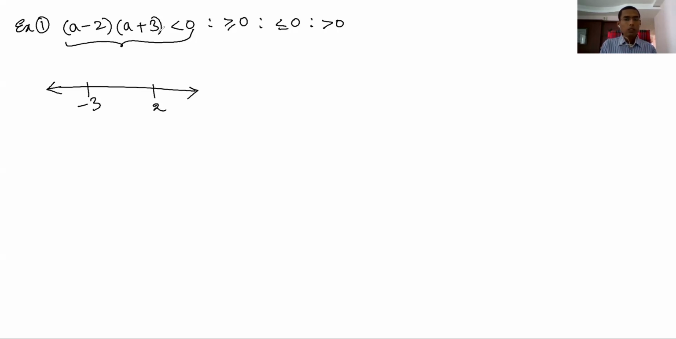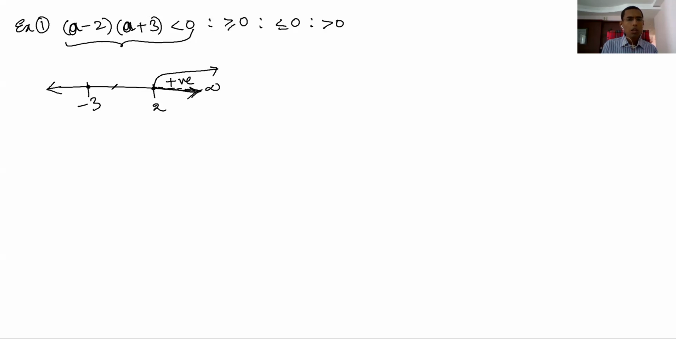Yeah, less than 0 means minus 3 and 2 are the roots for this quadratic inequality in A. This quadratic inequality is in A, it is not in X. So you need to find out the A value. If you take A more than 2, this is positive, this is positive. Therefore, in this region, if you take A value more than 2, you are going to get positive. So you write positive. Minus 3 to 2: less than 2 means it is negative, more than minus 3 means it's positive.